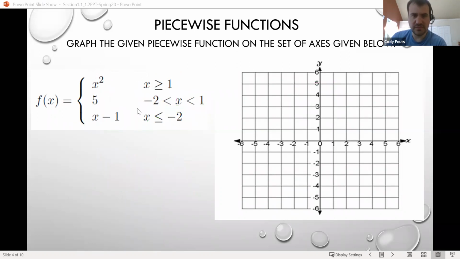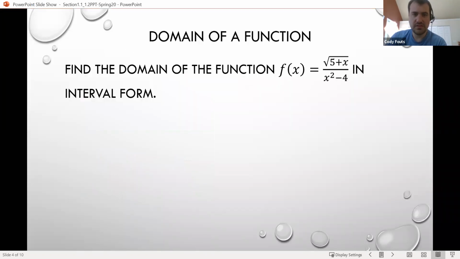All right, moving on. This will be the last thing that I go over in this video. So we're asked to find the domain of the function f of x equals the square root of 5 plus x over x squared minus 4. Now there's a couple of different things going on in this function and in this problem.